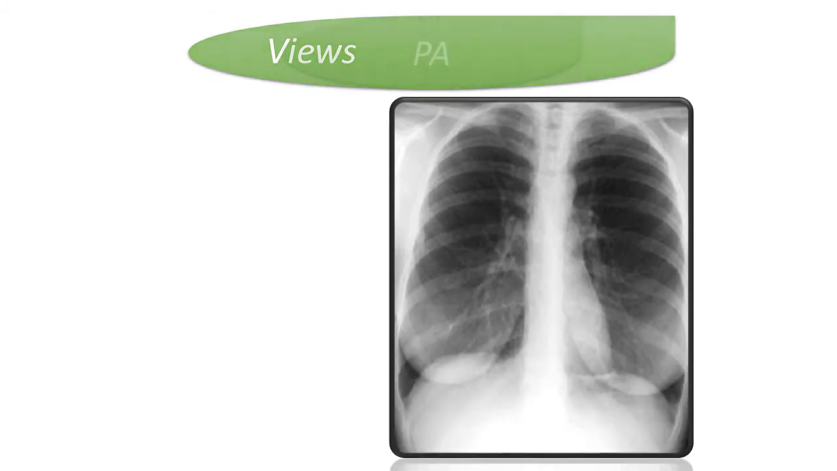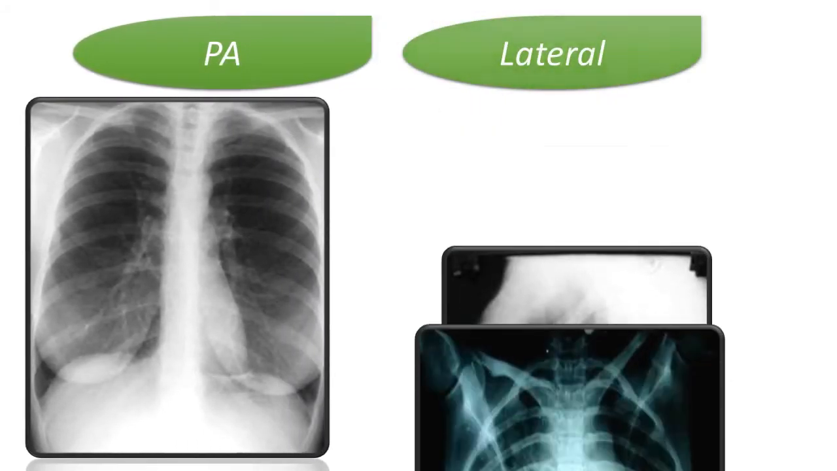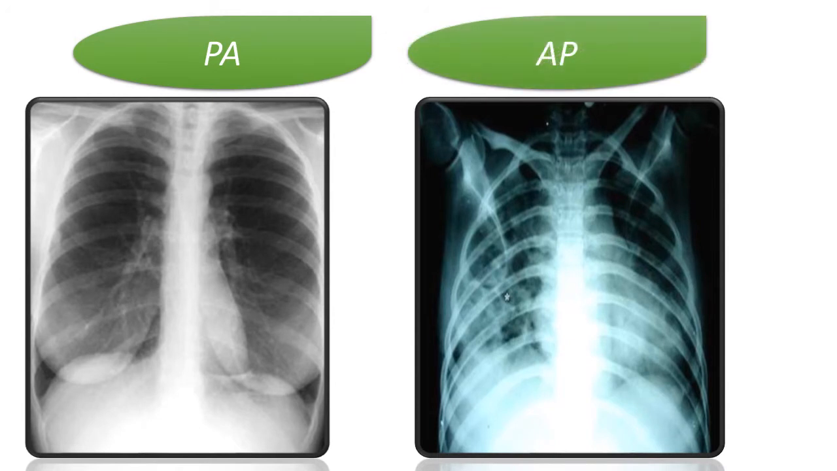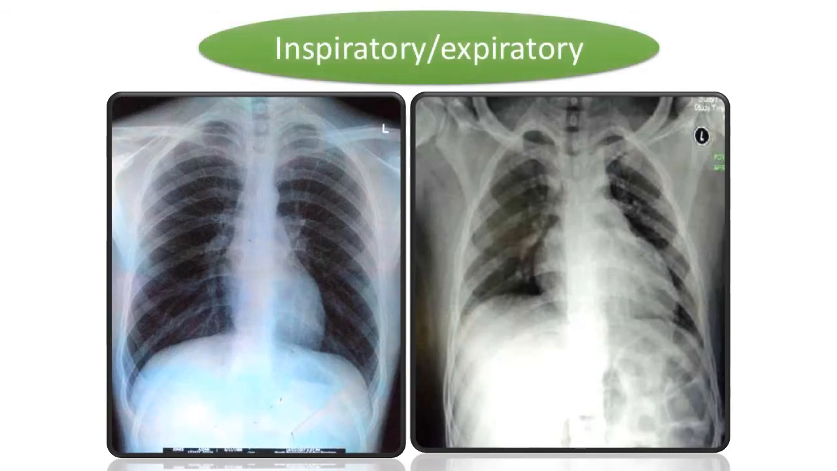And now about the views. The most common view is the posteroanterior view of the chest, then the lateral view. It can be right or left lateral, and the final one is the anteroposterior view. In case of ill patients, this view is very mandatory. The decubitus view is also important to detect any fluid in the body. Inspiratory and expiratory views are very important.